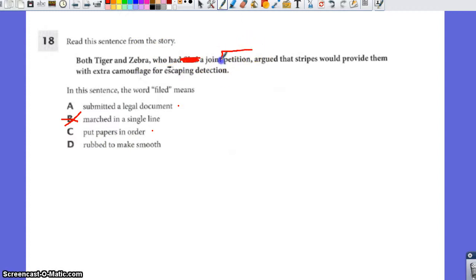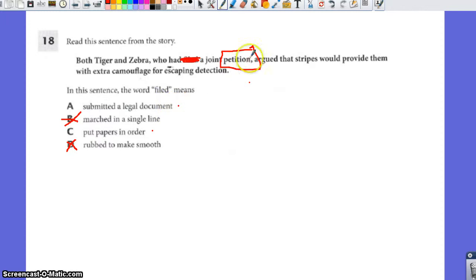All right, well, I know that petitions are things that people sign. This is where I'm using prior knowledge. You sign a petition, and then you submit those papers. You try to get somebody to do what the petition's about or to make changes. So it's either going to be C or A.